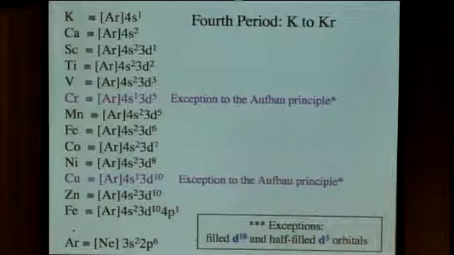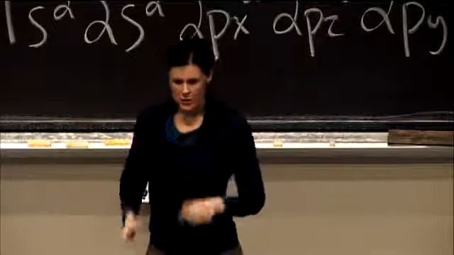So those exceptions would be with molybdenum and silver, the corresponding elements in the fifth period, where you're going to see the same case here, where it's lower in energy to have the half-filled or the filled d orbitals.